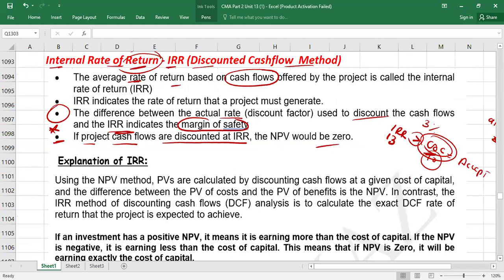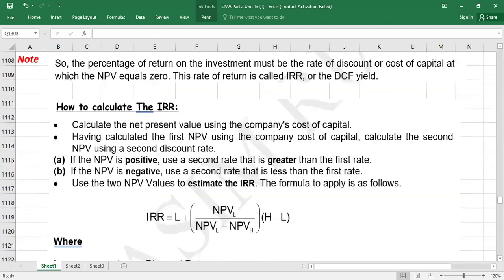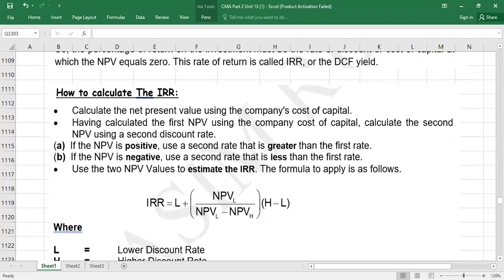So these are the points regarding IRR. Now here we have some calculations. Please remember, as I told you, for IRR it's really important, we need two NPVs. So this is what I'm going to explain now, how to calculate the IRR. Calculation part I'm going to show you now. So how to calculate IRR?